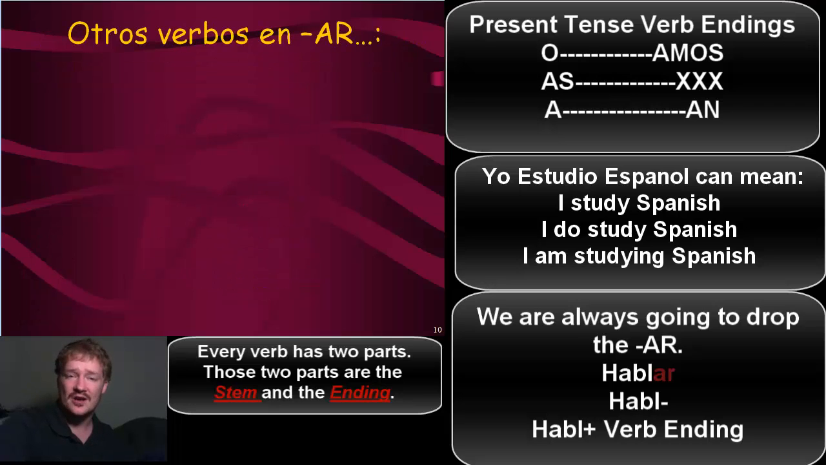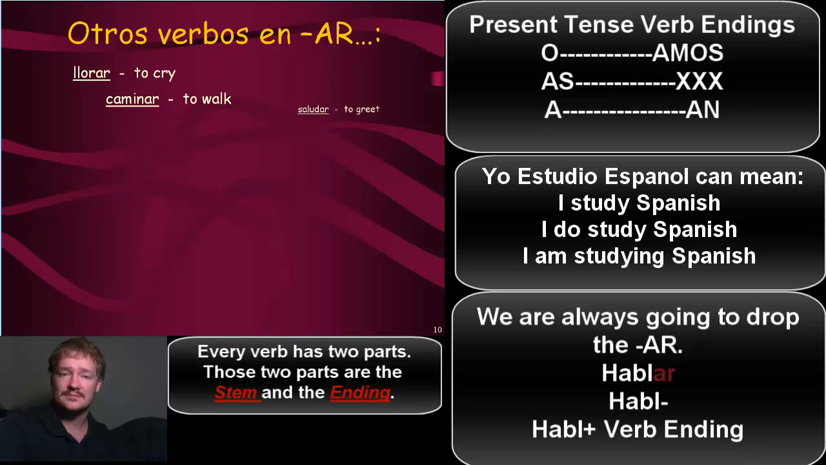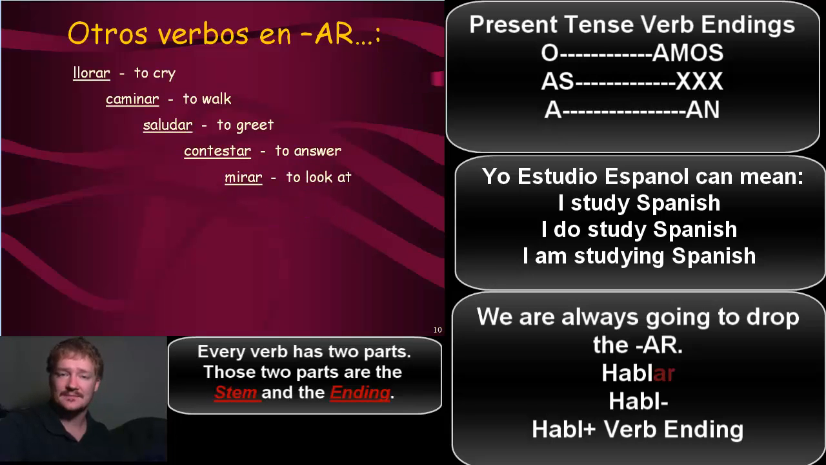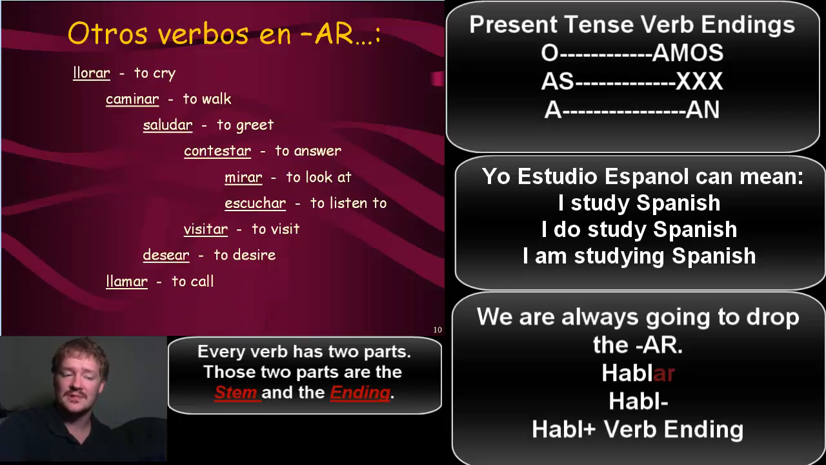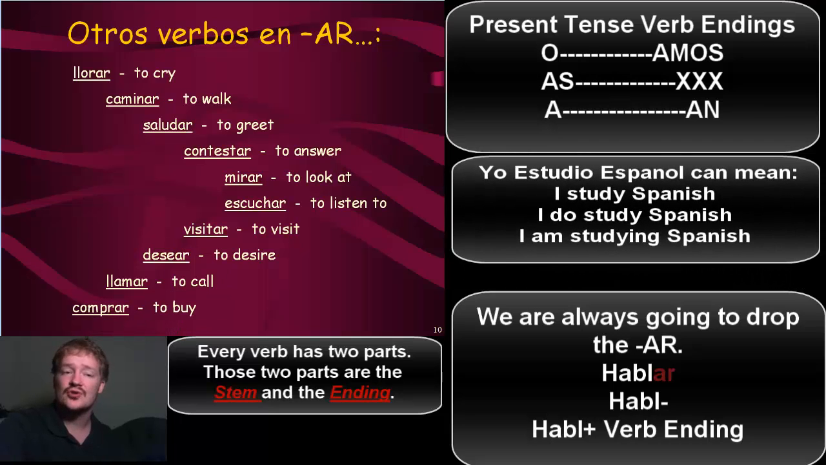Other verbs that end in AR, you are going to see these a lot. Llorar, to cry. Caminar, to walk. Saludar, to greet. Contestar, to answer. Mirar, to look at. Escuchar, to listen to. Visitar, to visit. Desear, to desire. Llamar, to call. And comprar, to buy.